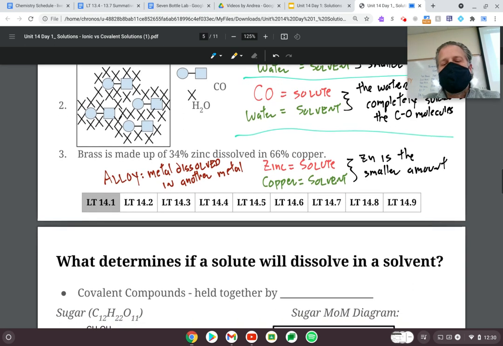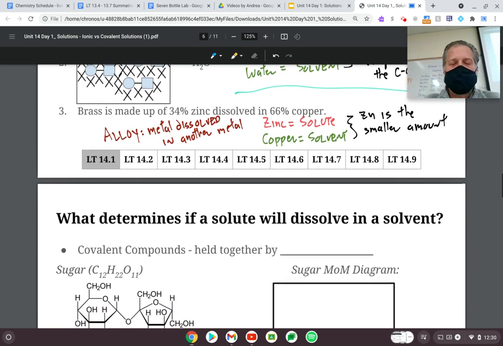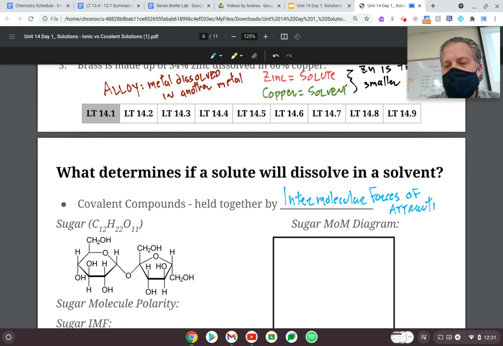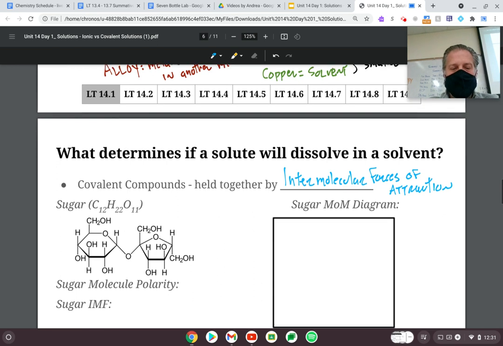What determines if a solute will dissolve in a solvent? This is our next thing that we're going to talk about. We know that covalent compounds, like in this case sugar, which happens to be sucrose, when I have a pile of sucrose crystals laying around, the individual molecules of that sugar are being held together by intermolecular forces of attraction. So that's really what's holding them together.